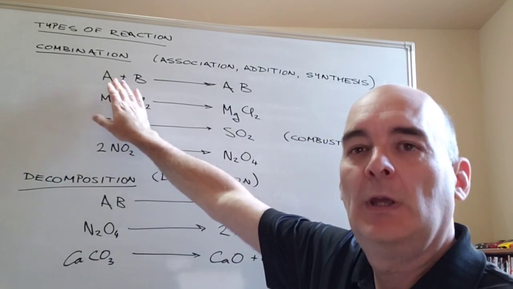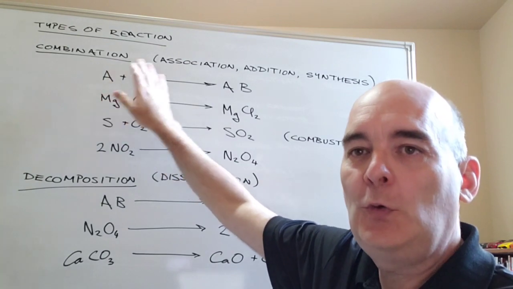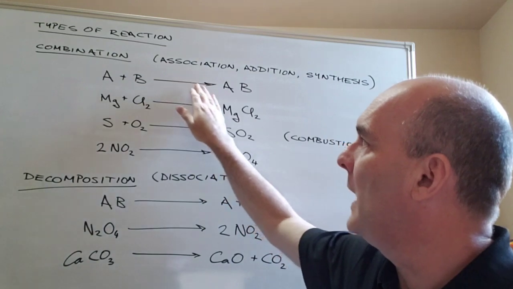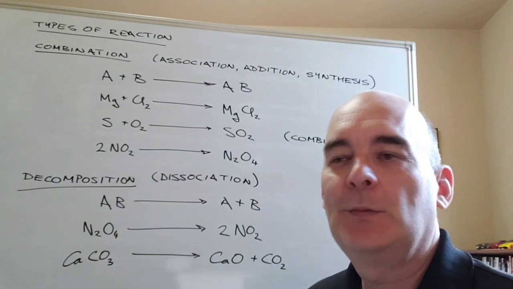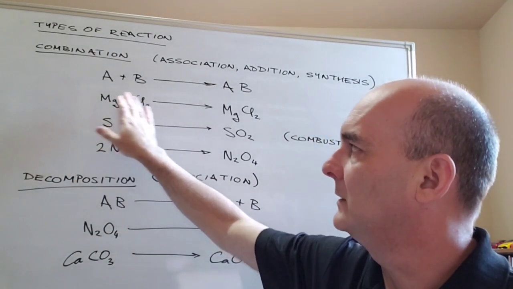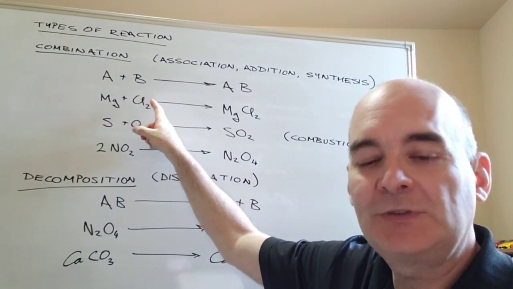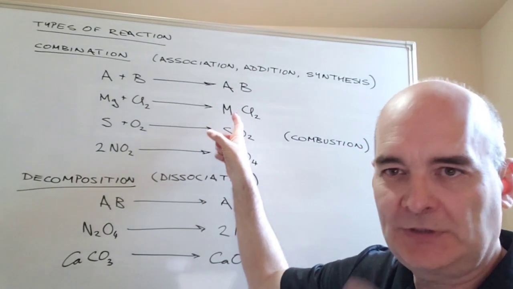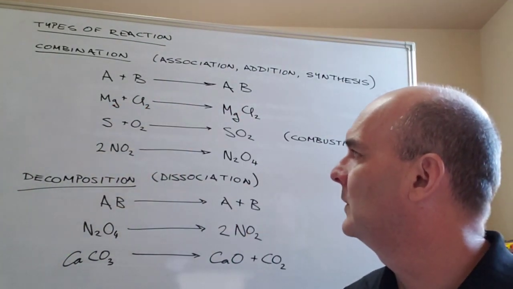And in a combination, you take two, they don't have to be different, but two molecules or compounds or atoms, and you combine them by making a new chemical bond between those components. That could be something like a metal and a non-metal combining together, magnesium from group 2, two atoms in a molecule of chlorine from group 7 combining to make a salt, an ionic compound. So magnesium plus chlorine makes magnesium chloride.